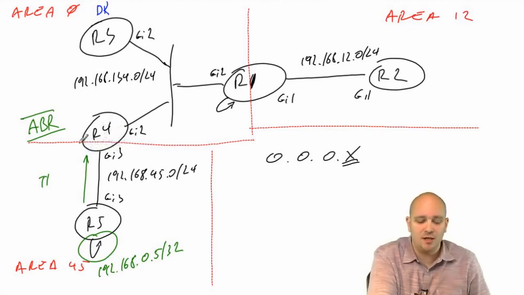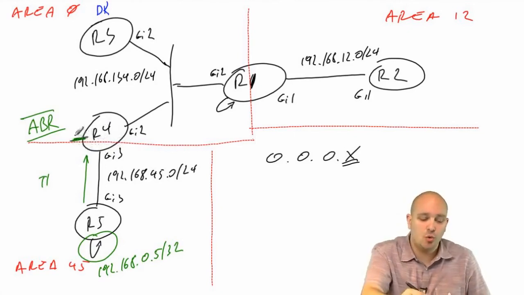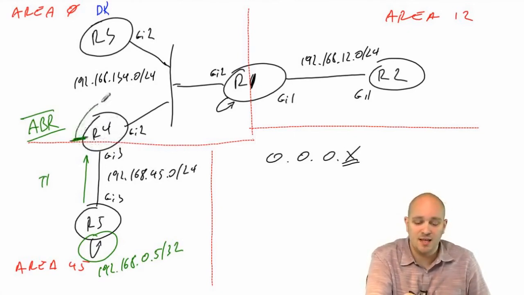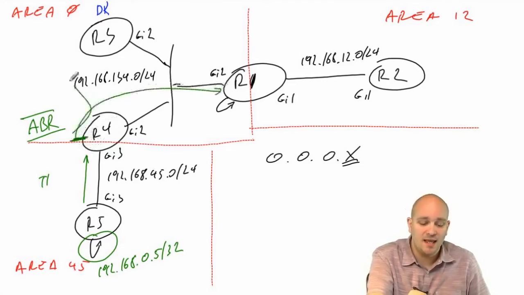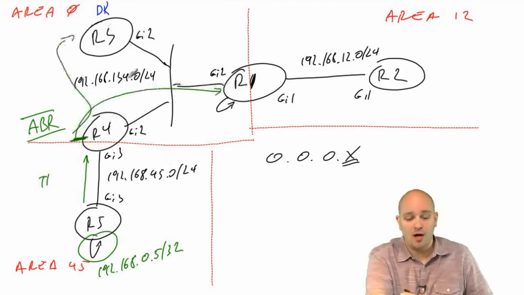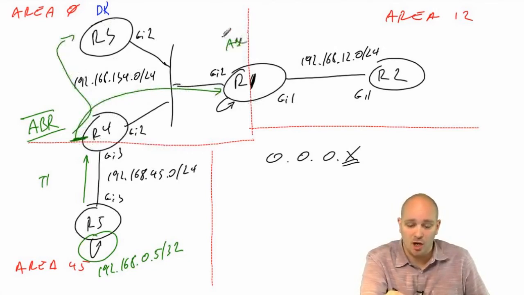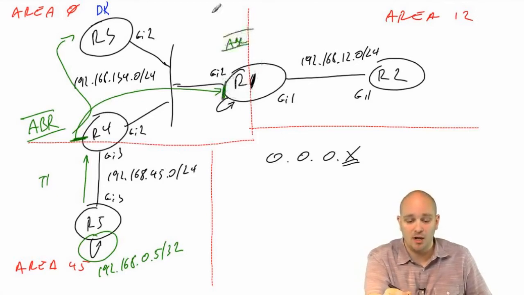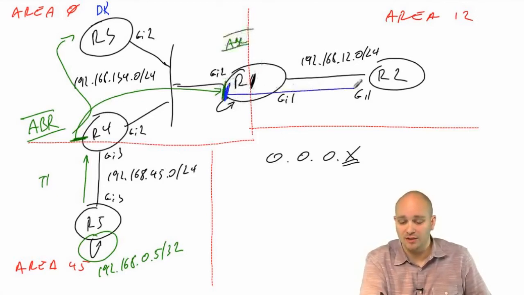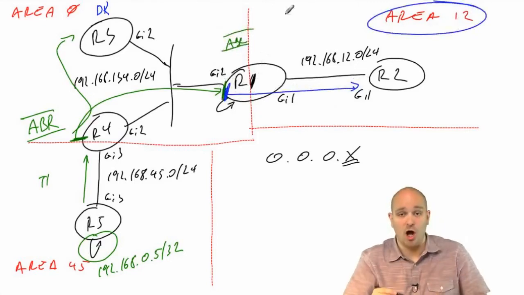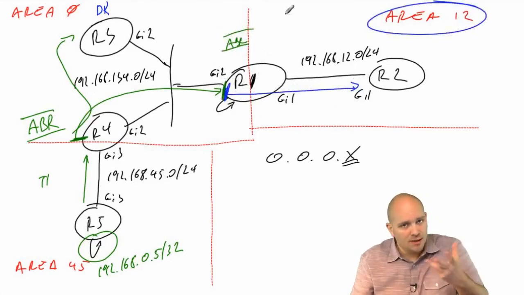So what we expect here R4 to do is to generate the type 3 LSA, which will propagate in area 0 to R3 and R1. R1 is also an ABR, so we would need to take a look at what happens there, and we are expecting R1 to generate its own type 3 LSA and inject it into area 12, where R1 is the ABR for. So let's take a look at this.